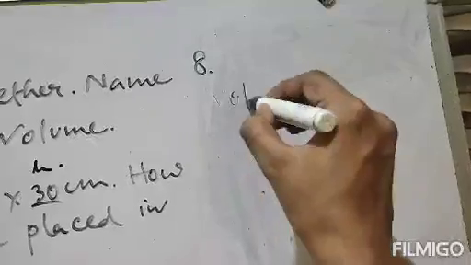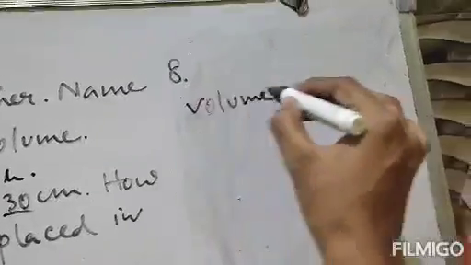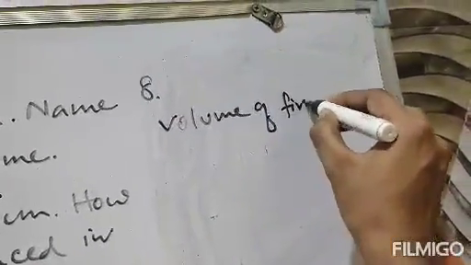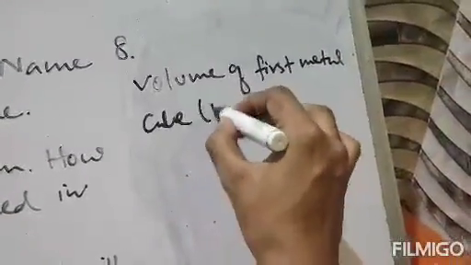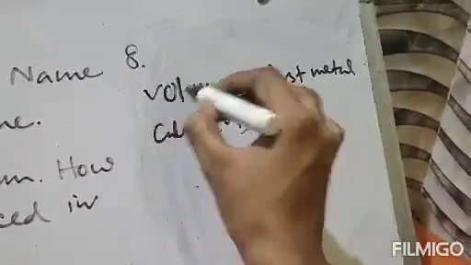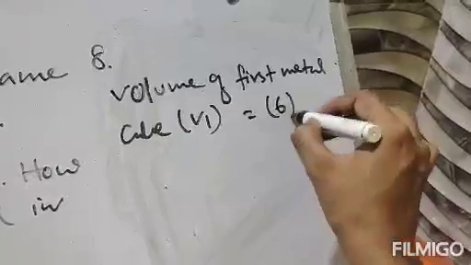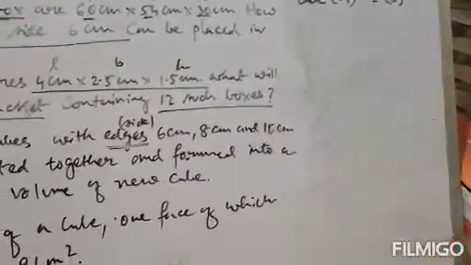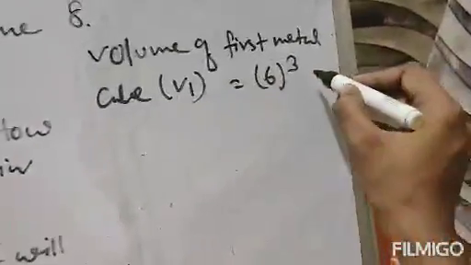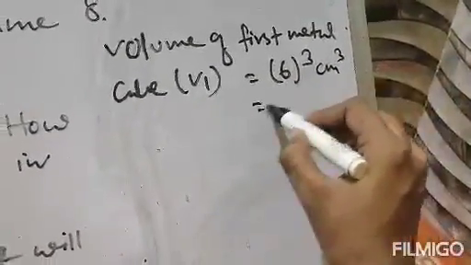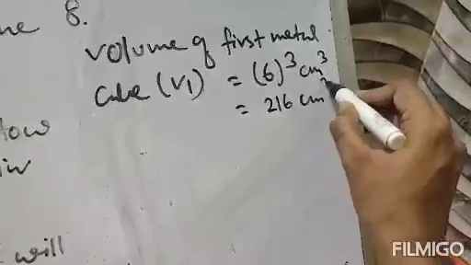So edges are given. So volume of first metal cube, suppose it is V1, so it will be 6 to the power 3, because volume of cube means side to the power 3 and side is 6 cm, edge means side, so volume will be 6 to the power 3 according to formula. Unit will be centimeter to the power 3, so it will be 216 centimeter to the power 3.